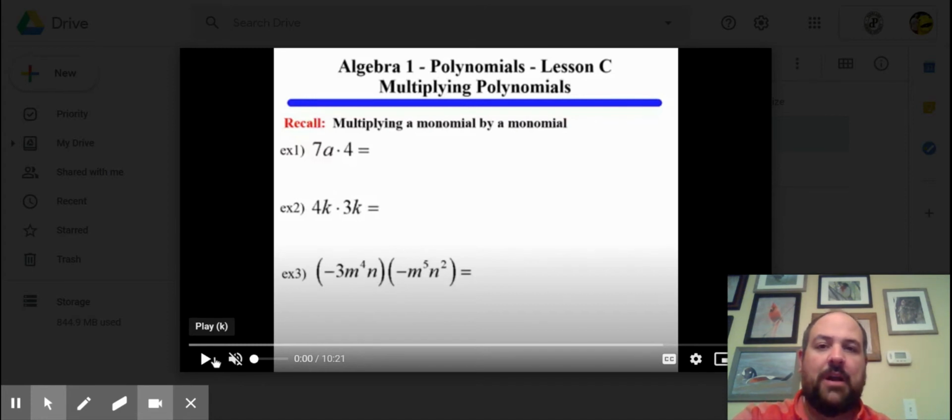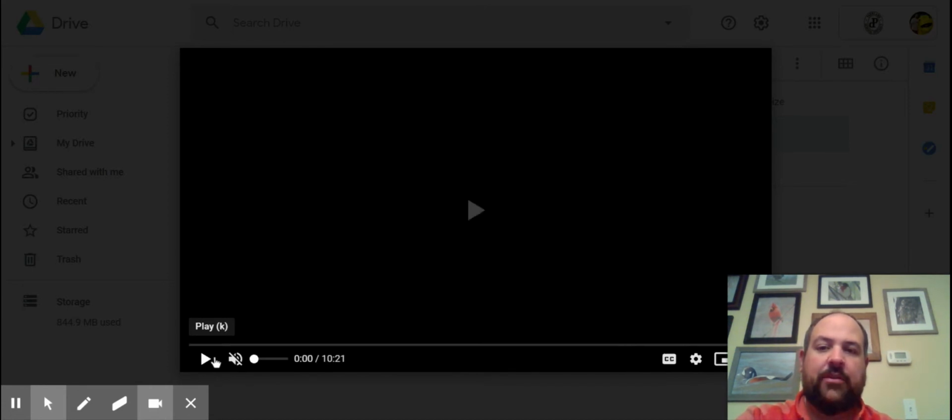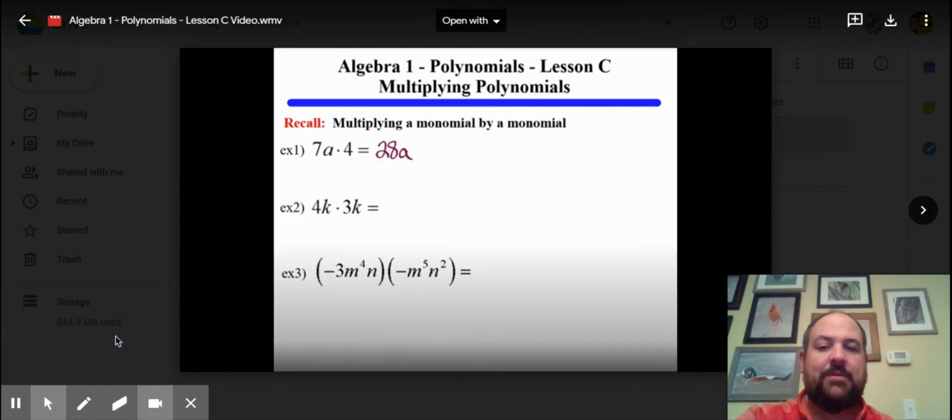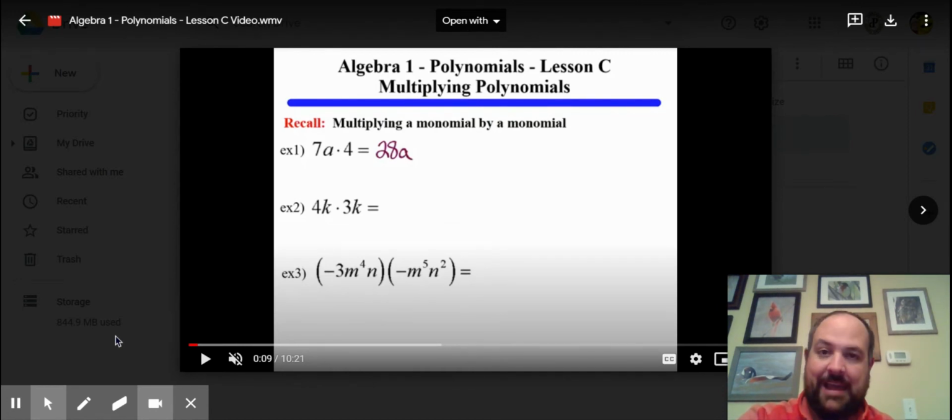Actually, if you want to try them on your own, you can pause the video, go ahead and try 1, 2, and 3 right now, and then once you have them, start it back up. All right, so let's take a look here. When we multiplied the monomials, remember, we're going to multiply the coefficients together, meaning the numbers out in front, and we're going to keep the variables. So in the case of number 1, 7a times 4 is just going to give us 28a.